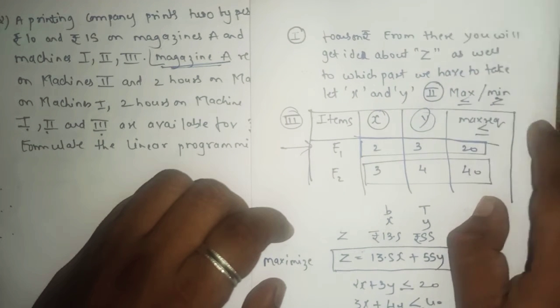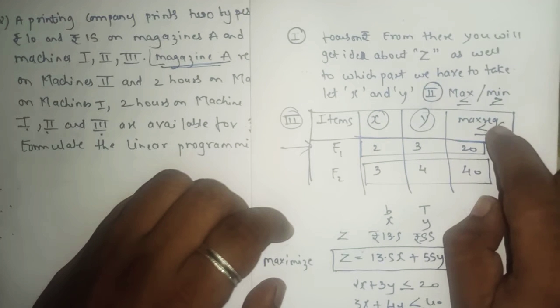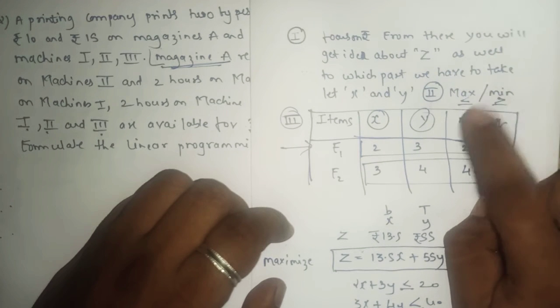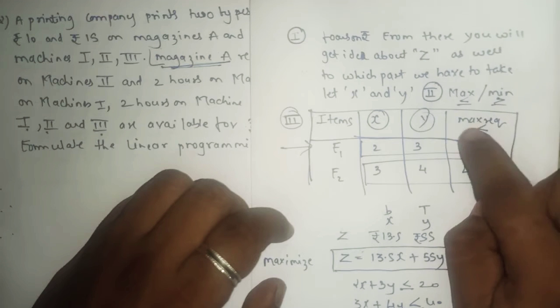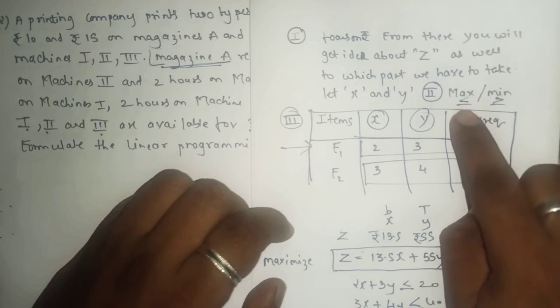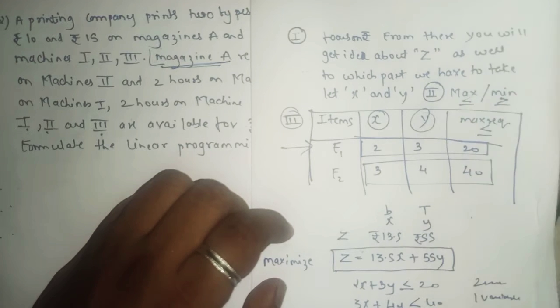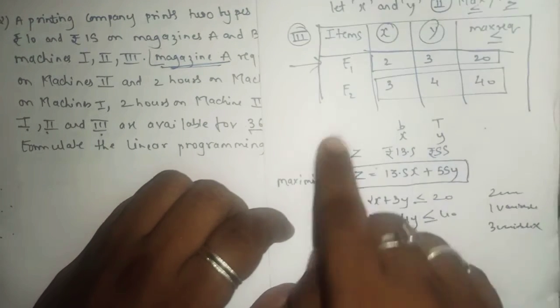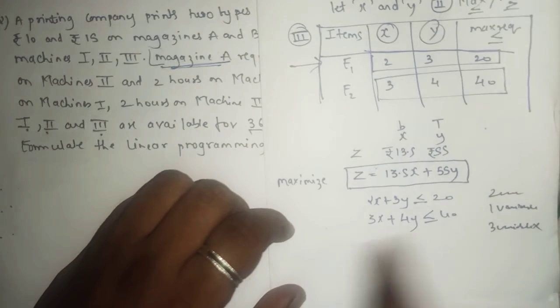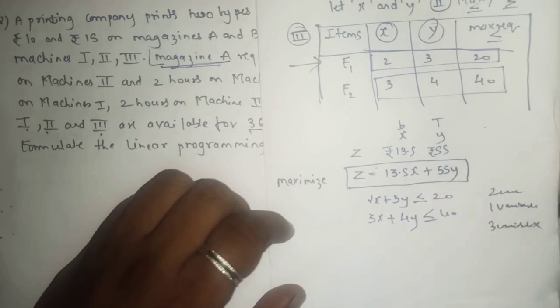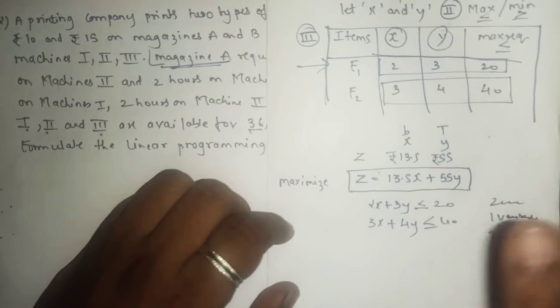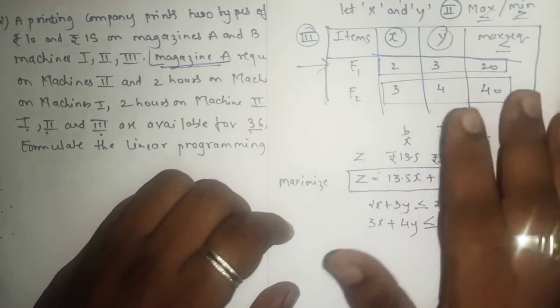If the sum is based on a maximum requirement, you will write maximum requirement. If it is based on a minimum requirement, you will write minimum requirement here. For maximize, the symbol is less than or equal to, and for minimize it is greater than or equal to. Then after that you have to frame, you have to formulate the equation. I hope you all know how to frame.